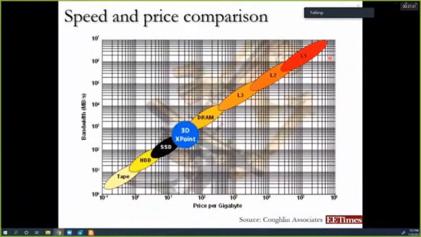Here we can see the graphical presentation of the price and the speed. We see that the L1, L2, and L3 represent the level 1, level 2, and level 3 of the cache memory. And these are the most expensive and the fastest memories. Then we have the DRAM, which is slightly lower cost and also slightly slower. Then we have the PCM, which is represented by this 3D crosspoint, which we are going to introduce very soon. And then we have the SSD, which is the NAND flash technology, that is slightly lower price, but significantly slower. And then we have the hard disk drive.